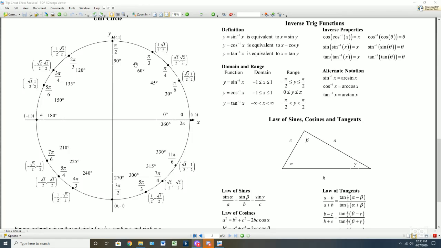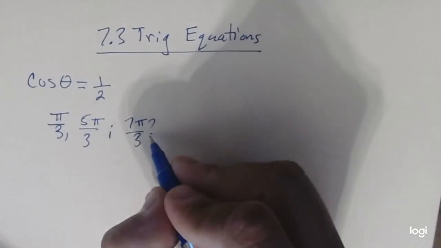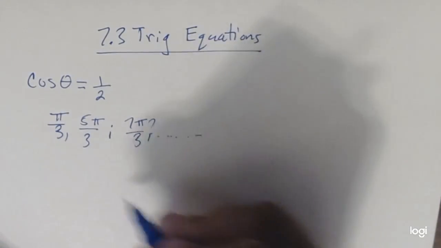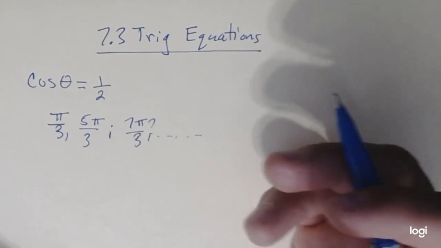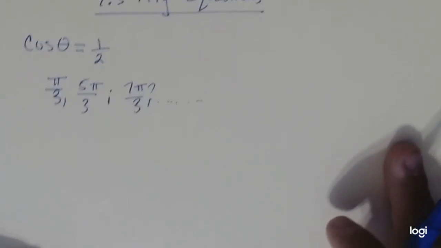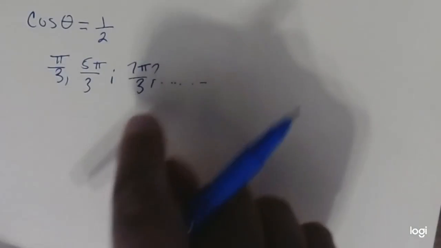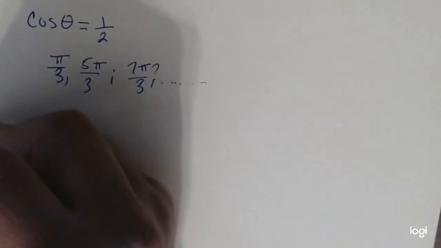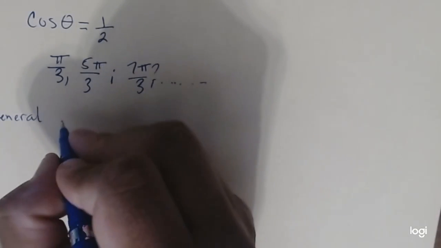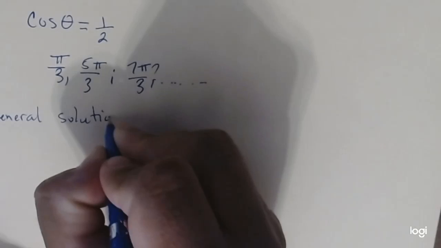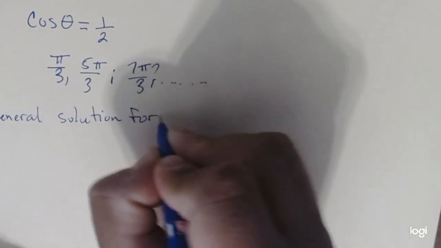Now you may say, well, that's the same exact thing. Yes, but technically it's another answer. These are two separate answers. And I could keep going and going, just going around the unit circle over and over again. So the question becomes, how do we find all of the solutions without having to go around the unit circle over and over again? So when it comes to this, we want to find a general solution for them.